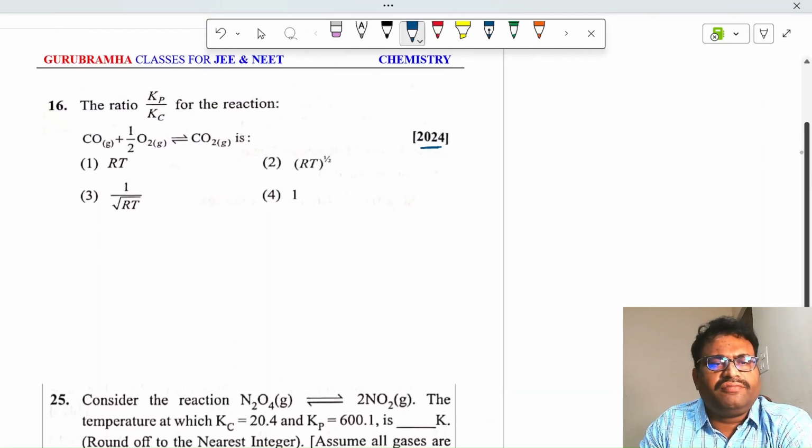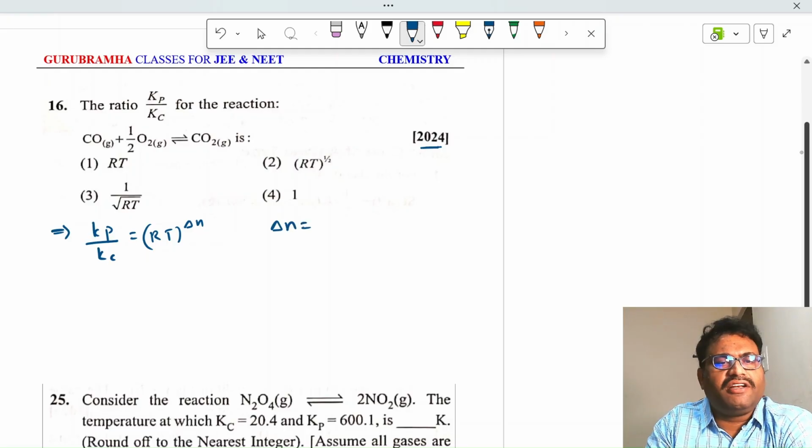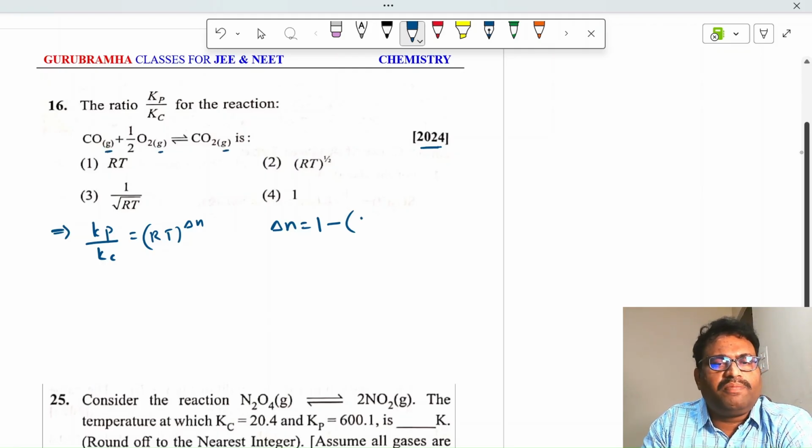Asked in 2024. Simple question. How do we solve this? We know that Kp by Kc is equal to RT power delta n. So for the reaction given, what is delta n? Let us calculate. Carbon dioxide 1 mole minus carbon monoxide, all are in gaseous state. So 1 minus 1 plus 1 by 2, that is 1 minus 3 by 2, that is 2 minus 3 by 2, which is equal to minus 1 by 2. So delta n is equal to minus 1 by 2.